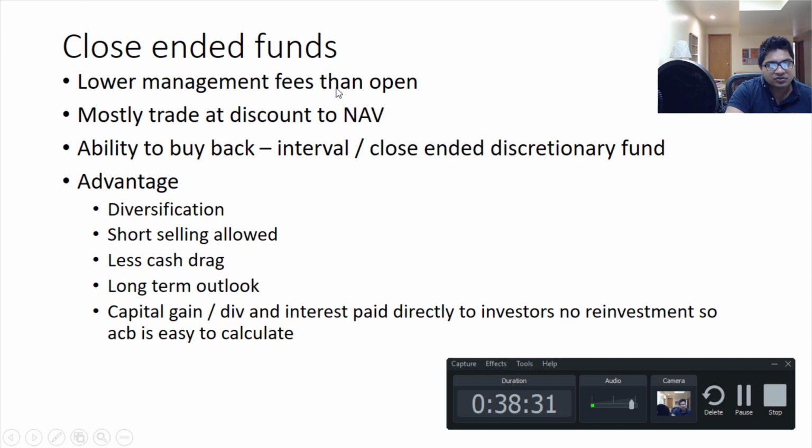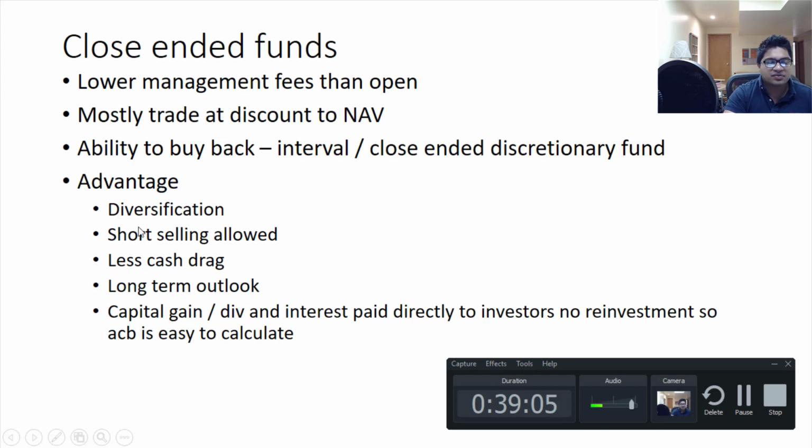There can be an interval or close-ended discretionary fund, which has certain buyback provisions, because generally close-ended funds do not have buyback provisions. When they get money from investors and issue units, that's it. Investors cannot go back to the fund and ask for money. But certain close-ended funds can have a buyback mechanism. Then they are called interval or close-ended discretionary funds.